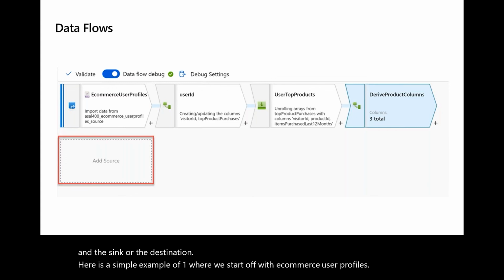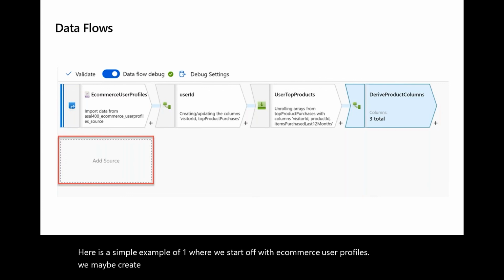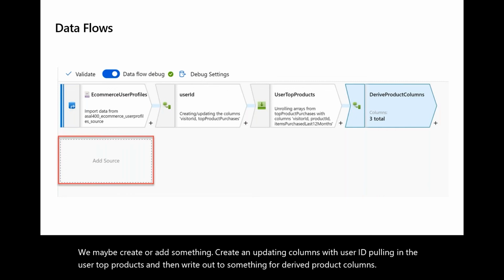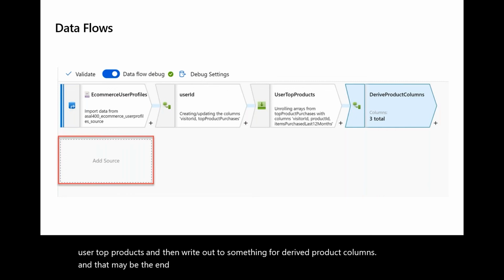We maybe create and update columns with user ID, pulling in the user top products, and then write out to something for derived product columns. And that may be the end of the line. But notice at the same time, we could start another parallel transformation with another add source.